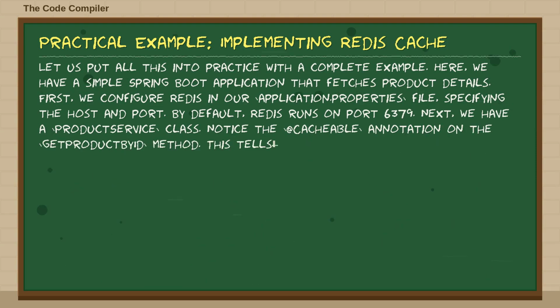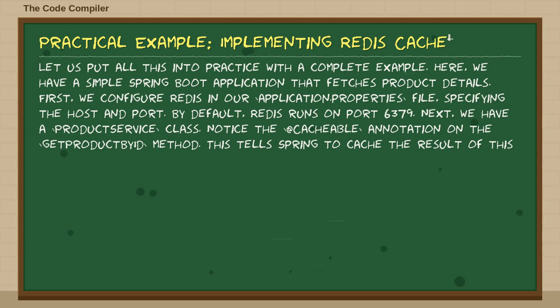Next, we have a product service class. Notice the @Cacheable annotation on the getProductById method. This tells Spring to cache the result of this method based on the product ID. The products part inside @Cacheable is the cache name.